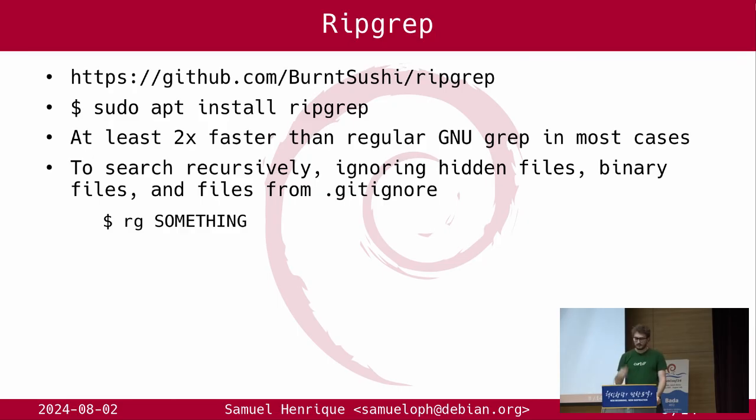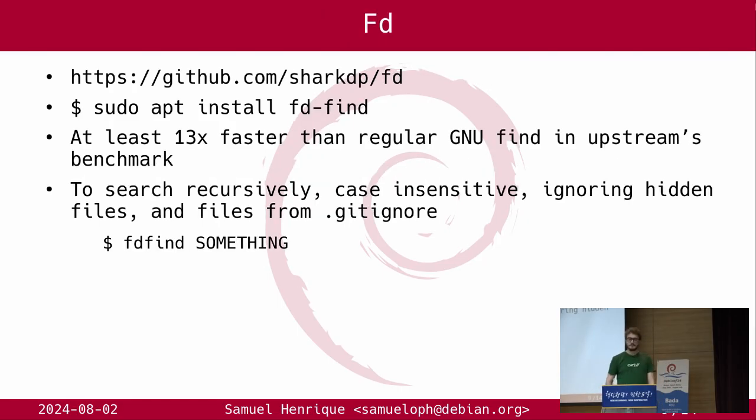So rg is in our repository, ripgrep. Next one is fd. It's equivalent, but for find. It's also faster than GNU find. I don't really care about that. I want a default in which I don't need to think about the parameters I need to use.